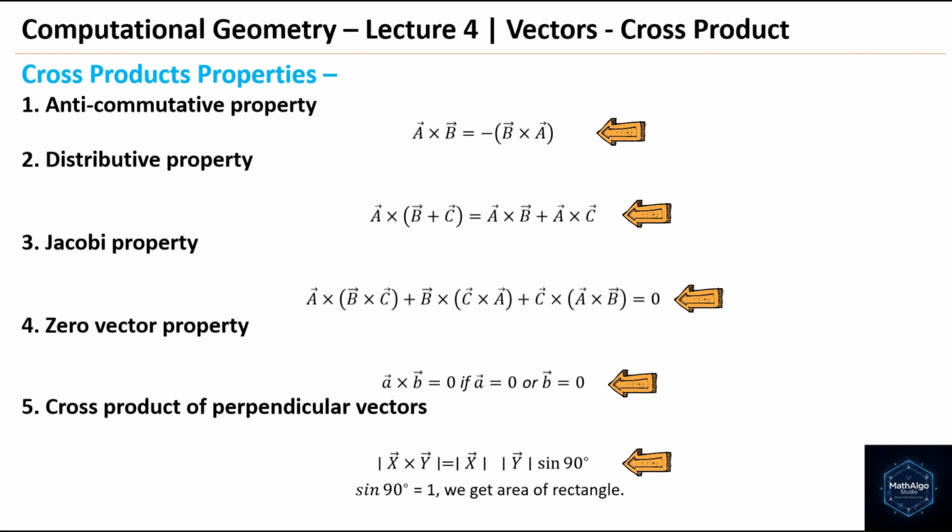Finally, consider the cross product of perpendicular vectors. When two vectors are at 90 degrees, the sine of 90 degrees is 1. So the magnitude of the cross product becomes the product of their magnitudes, which geometrically represents the area of a rectangle. These properties help us understand both the algebraic behavior and the geometric meaning of the cross product.